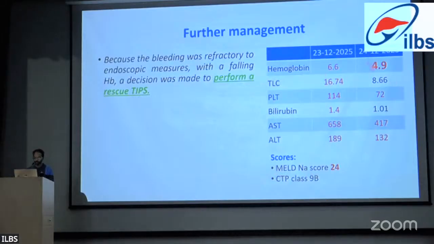And these were the parameters just prior to the procedure, with a hemoglobin of 4.9 and a MELD-sodium score of 24. With a high MELD score and extensive infiltrating HCC with extrahepatic disease, especially with the portal vein tumor thrombus, even though the patient was not an ideal candidate for TIPS, TIPS was performed because it still provided the best survival benefit.